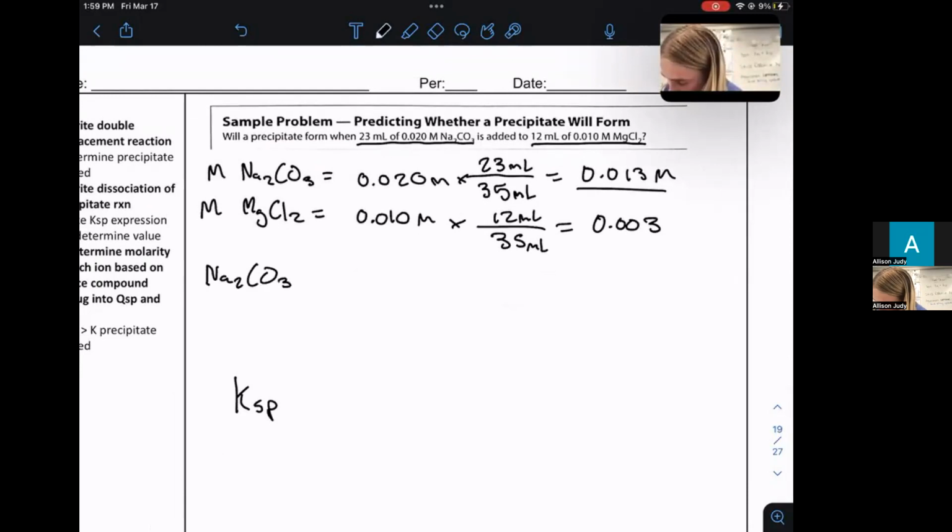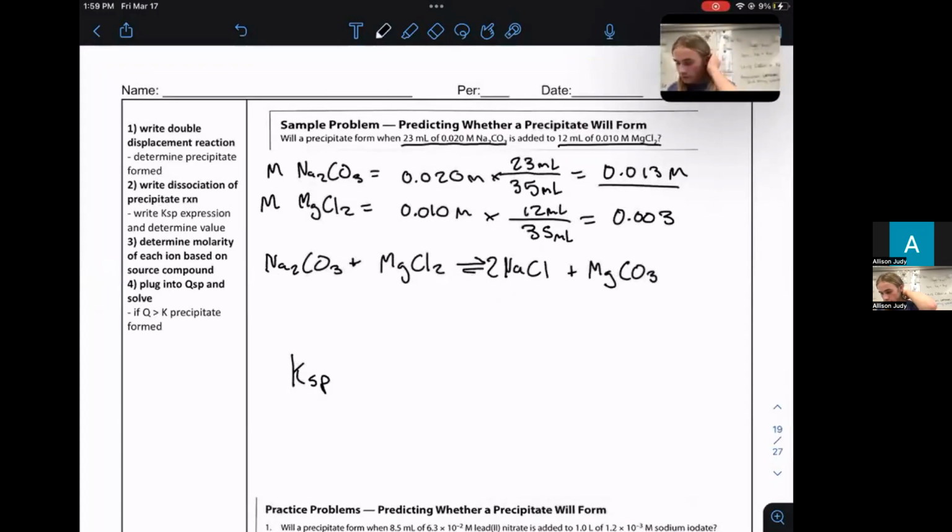Na2CO3 plus MgCl2 goes to 2 NaCl and magnesium carbonate. Sorry, you're right. This is where it would be helpful to know your solubility rules to be able to determine which of these is likely the product, or likely the precipitate.